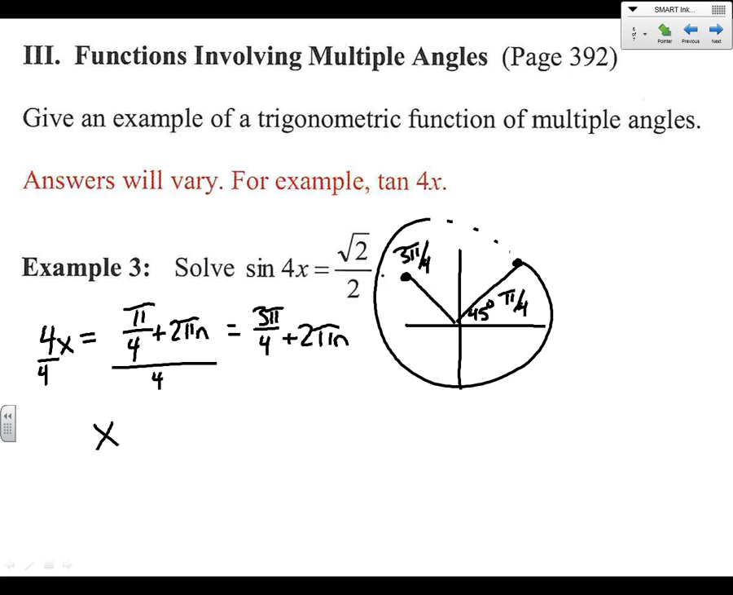Okay, so our final answer here is x equals pi over, what's this fraction going to be? Is it pi or is it pi over 16? Make sure that you get pi over 16 as your correct answer. And we're going to also divide the 2 by 4 and get pi over 2 n. And it also is going to have x equals 3 pi over 16 plus pi over 2 n as our final answer there.